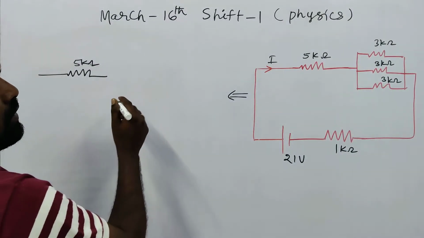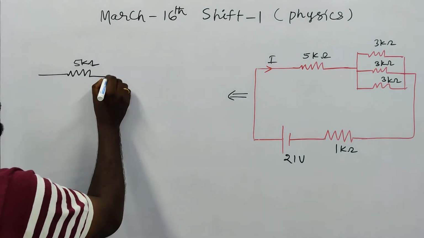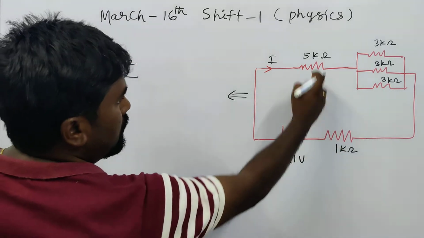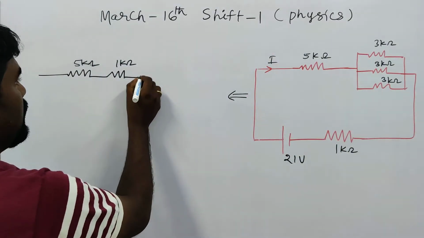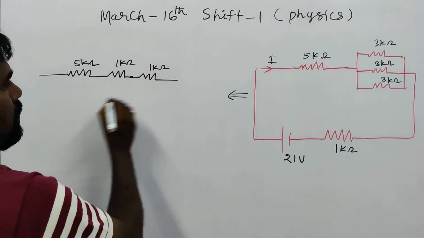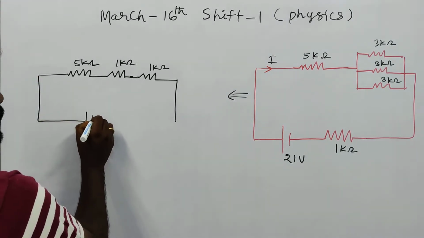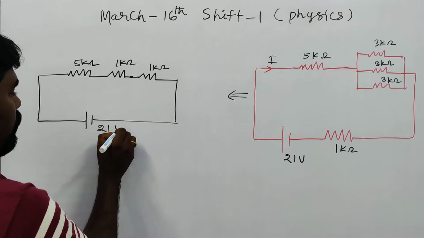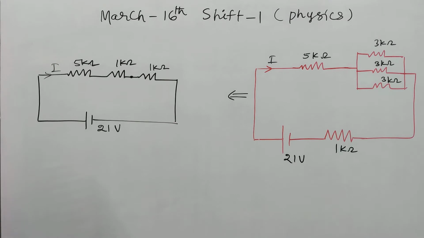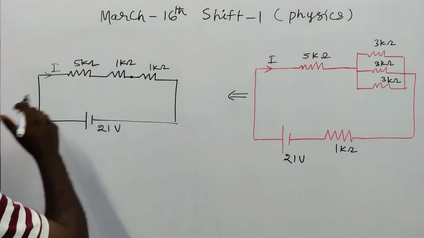You can write 1/R = 1/R1 + 1/R2 + 1/R3, which is 3/3, so it is 1 kilo ohm. So this is the 1 kilo ohm here, and this is a series combination of these two, and this you can write is also 1 kilo ohm. And this is the 21 volt potential difference. Now we have to find the current passing through the 5 kilo ohm resistor.